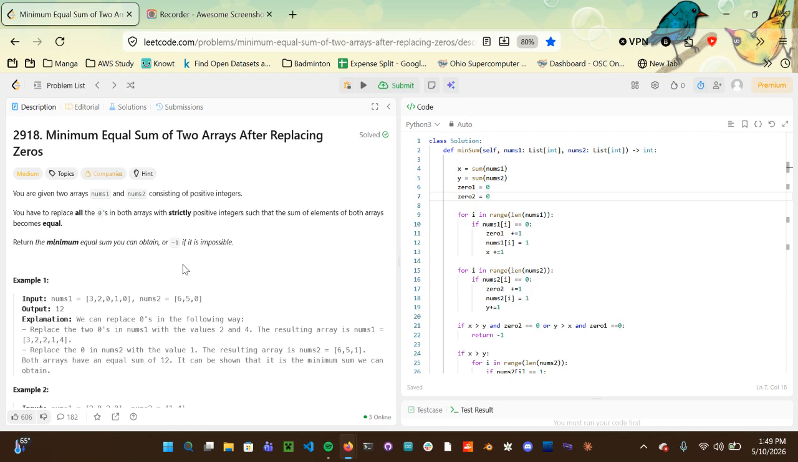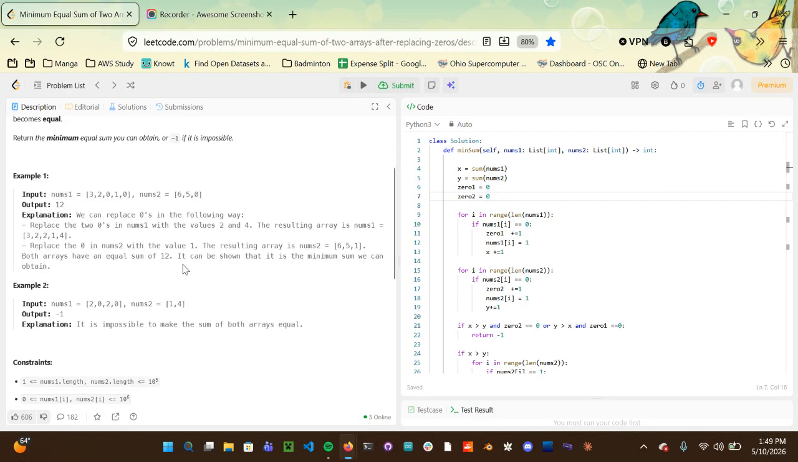All right, so today we're doing minimum equal sum of two arrays after replacing zeros. We're given two arrays, nums1 and nums2, containing positive ints, and we have to replace all zeros in the arrays with strictly positive integers, such that the sum of both arrays becomes equal. Then we have to return the minimum equal sum we can attain, or -1 if it's impossible. So let's look at the examples here.